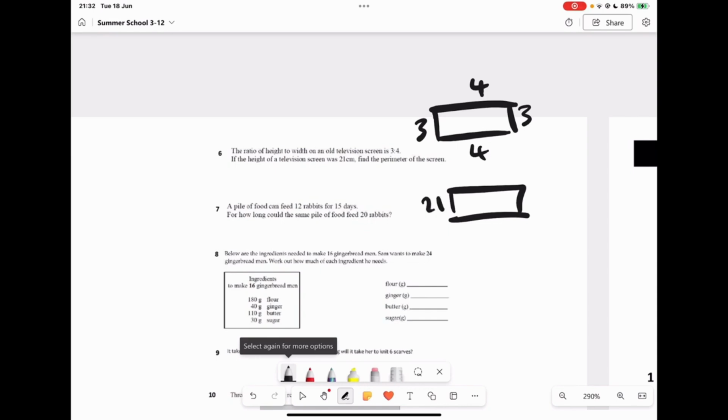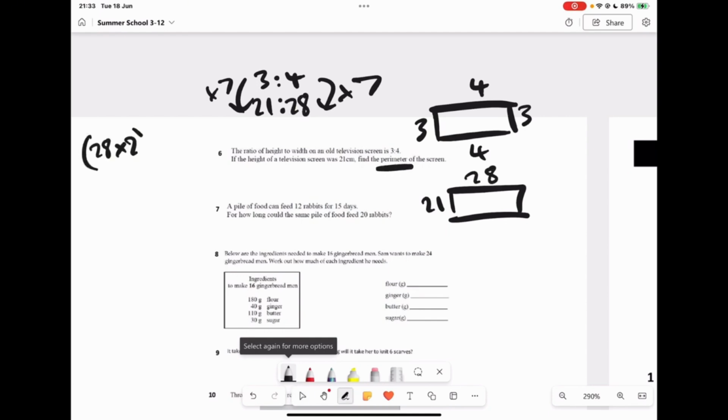So the height is 21, so we are following the same scale of 3 by 4 and then 21 to something. So we're multiplying by 7 here, so we do the same to the other side, and it'll be 28. But then it's asking for the perimeter, so what we do is 28 times 2 plus our 21 times 2, because we're adding up each side. So it's like doing 21 plus 21 plus 28 plus 28.